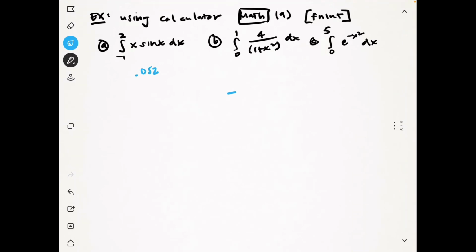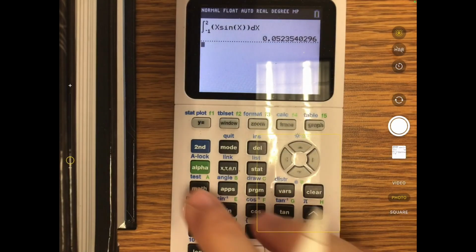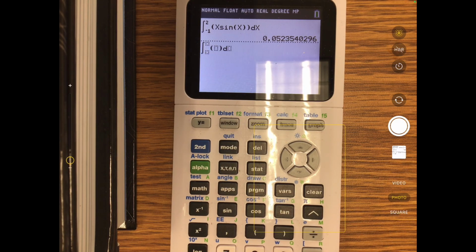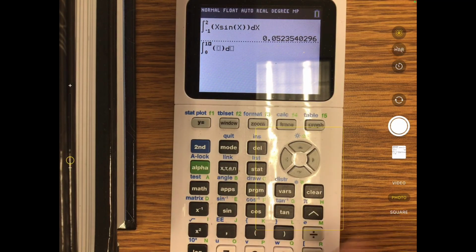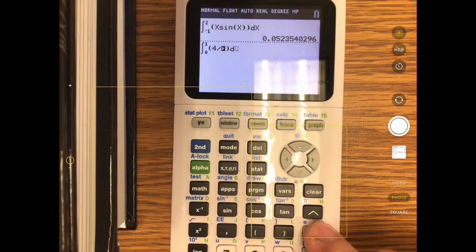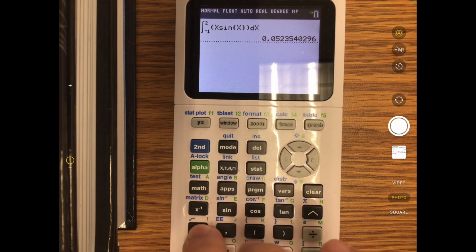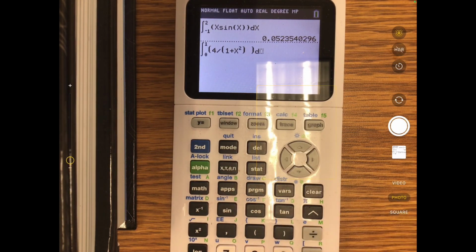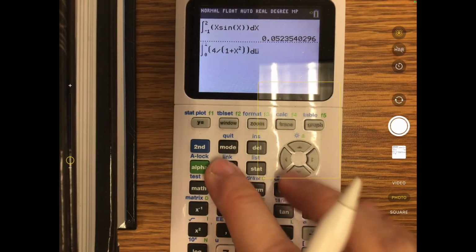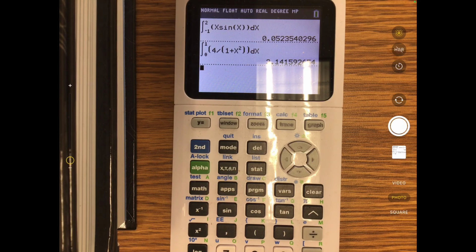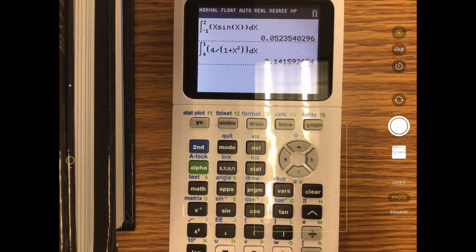Same with the next one, from 0 to 1, 4 over 1 plus x squared. Okay, so from 0 to 1, back to math 9, from 0 to 1, and then 4 divided by, make sure you put this in parentheses because it's the whole denominator, 1 plus x squared, close that bottom parentheses, dx, which is 3.142, which is pi, 3.142.